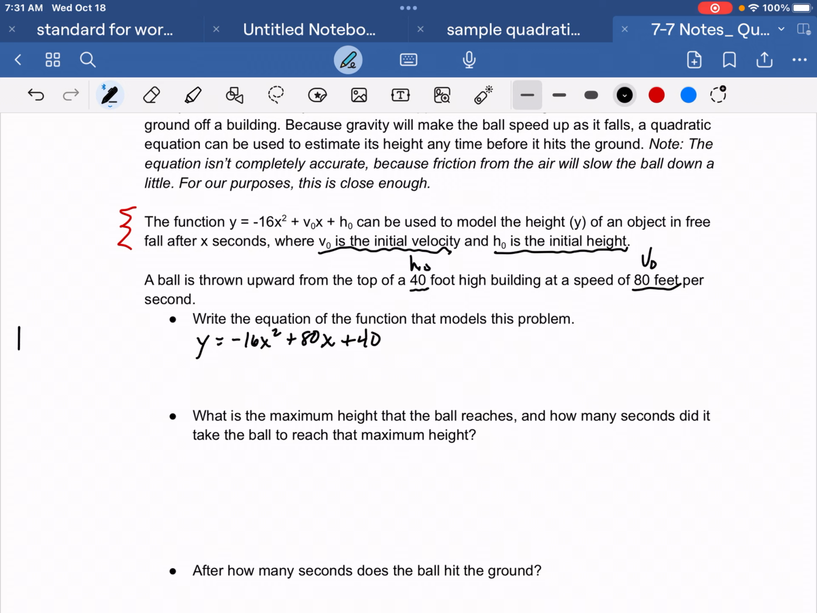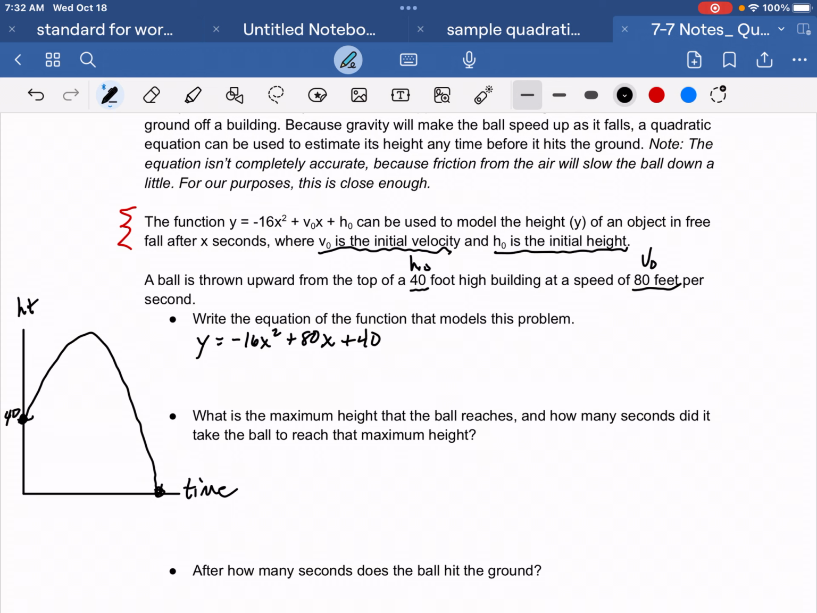So let's think about this. We've got our y-axis that's going to represent height, and we've got our x-axis that's going to represent time. When we say that the ball had an initial height of 40, that means you're standing on the top of a 40-foot building, and then you throw the ball up in the air, and then it falls back down to the ground. That's what the path of the ball looks like over time. A typical question that you're asked is, what is the maximum height that the ball reaches, and how many seconds did it take the ball to reach that maximum height?